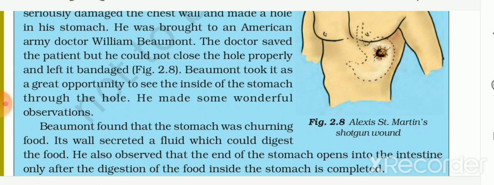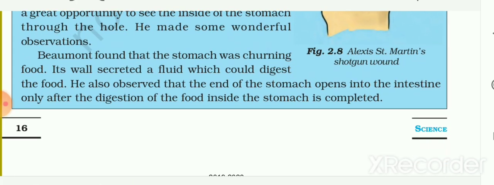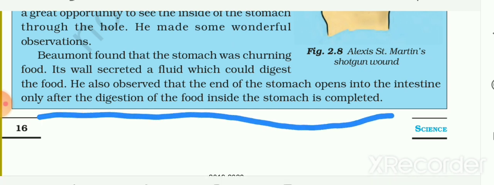Beaumont took it as a great opportunity to see the inside of the stomach through this hole. He made some wonderful observations. So what are those observations? Beaumont found that the stomach was churning and digesting the food. Its walls secreted a fluid which could digest the food. He also observed that the end of the stomach opens into the intestine only after the digestion of the food inside the stomach is completed. So this is how the working of the stomach was discovered by William Beaumont.